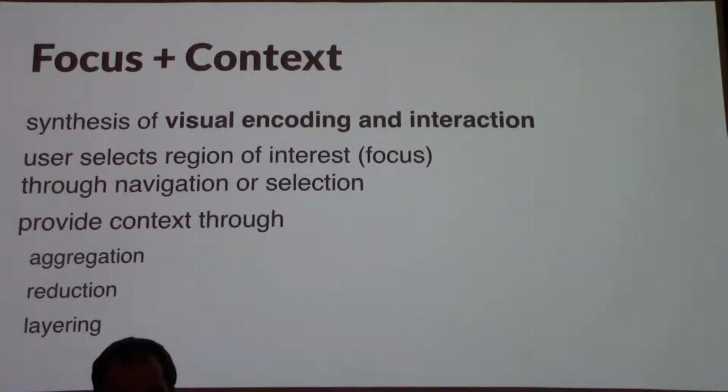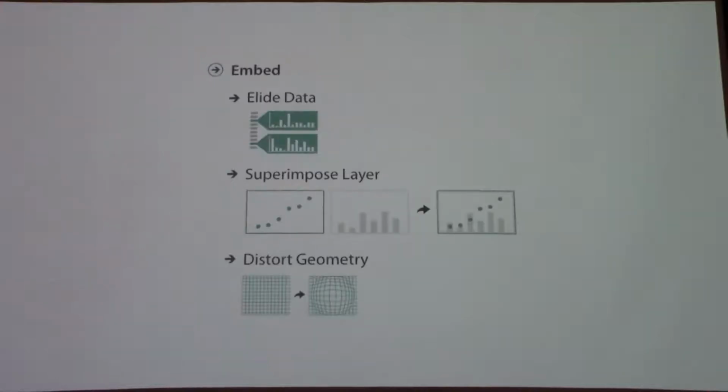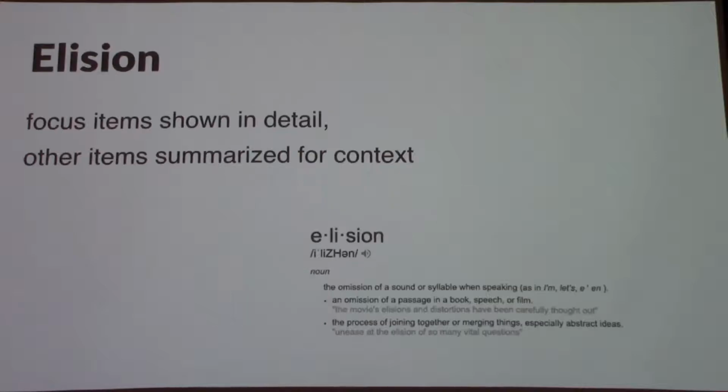So we have the part that is how it is represented, the details and how the overview is represented, and how I change the focus continuously through interaction. So the user selects a region of interest, which is called a focus, through either navigation or selections, and then you provide, as a visualization designer, aggregation, reduction, or layering. So this is like the classification of focus and context techniques. It's called a little bit different, it's called embed in the book. So you have eliding data, superimposing layers on top of it, or distorting geometry. And we'll go through those now.